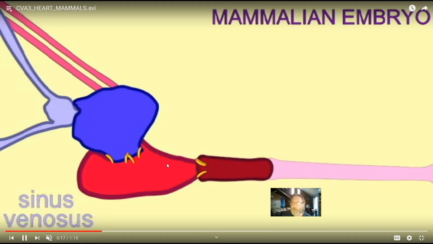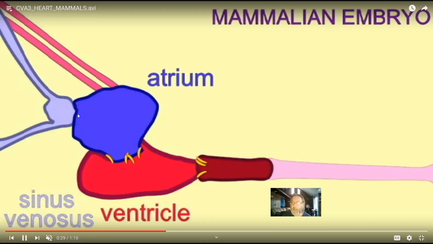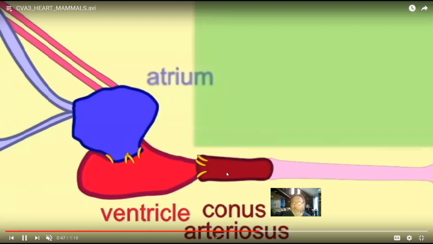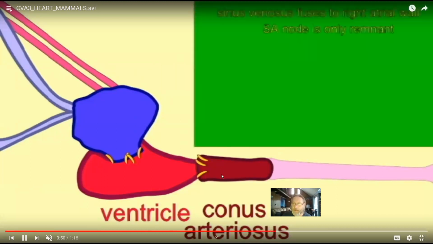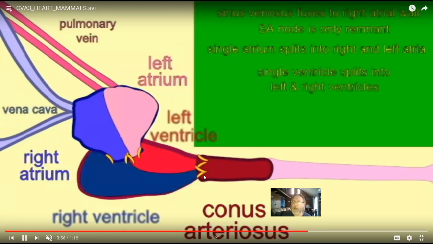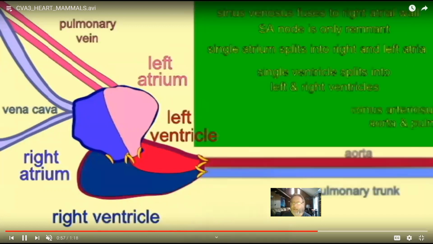But then during embryonic development, the sinus venosus is absorbed into the wall of the right atrium, which is why the primary pacemaker is called the SA node, the sinoatrial node. It started off in the sinus venosus and ended up in the right atrium when the sinus venosus was absorbed into it. The atria split into left and right atria. The ventricle splits into the left and right ventricle. The conus arteriosus splits to make the aorta and the pulmonary trunk. And so everyone's going to mention that on the SA node.